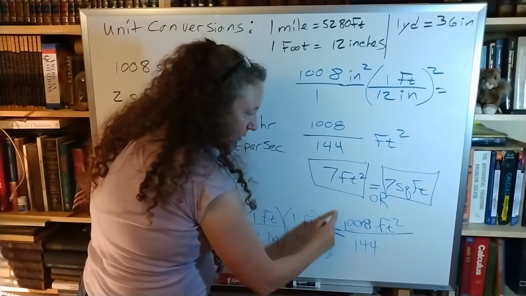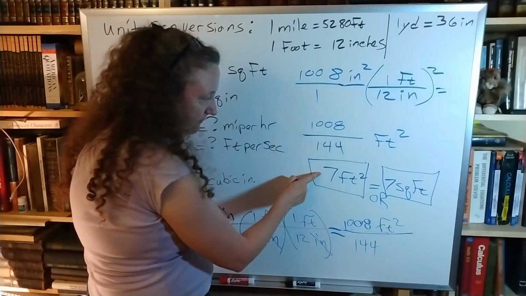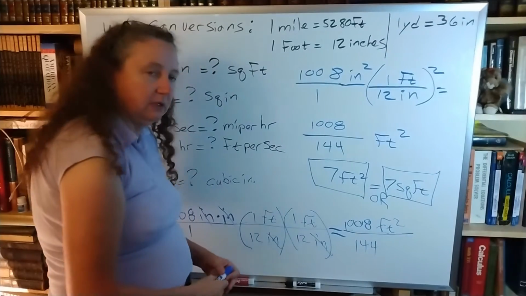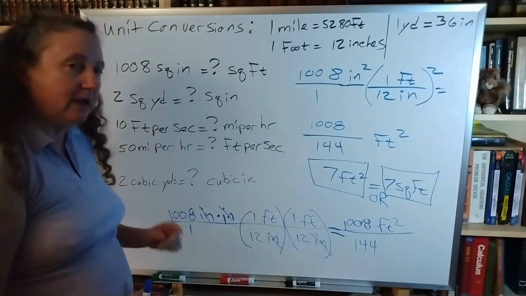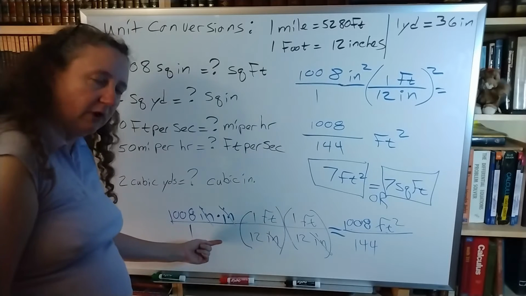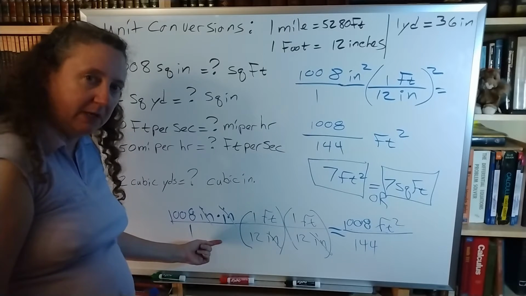So then I take the 1008 divided by 144, I get 7. So there's the same answer, just writing it a different way. If you need to, write it out this way, rather than make a mistake.